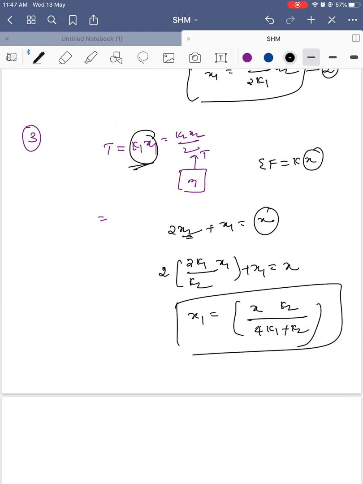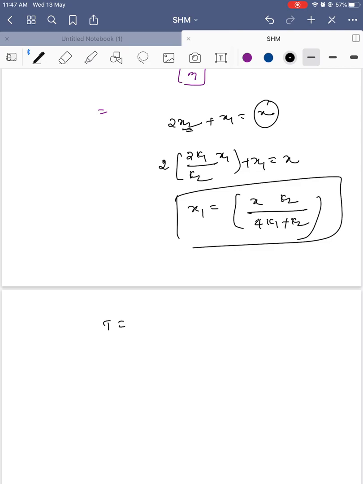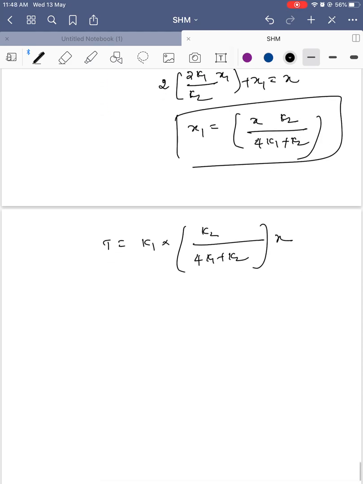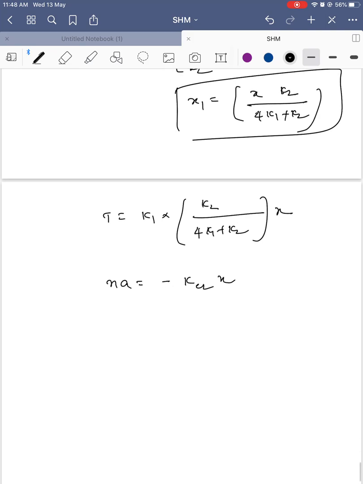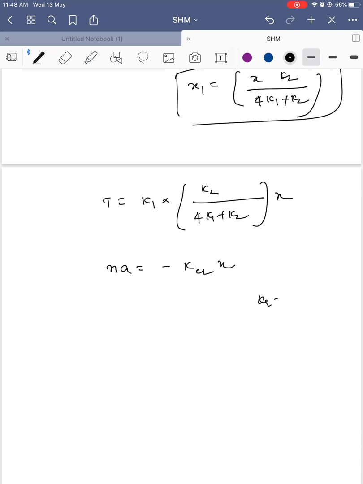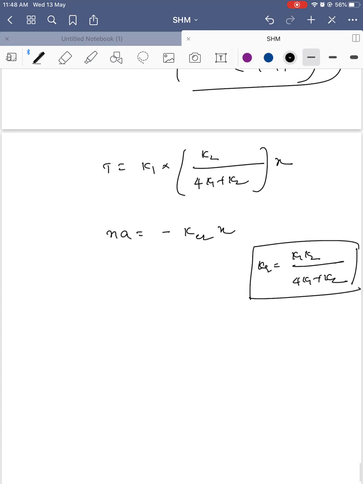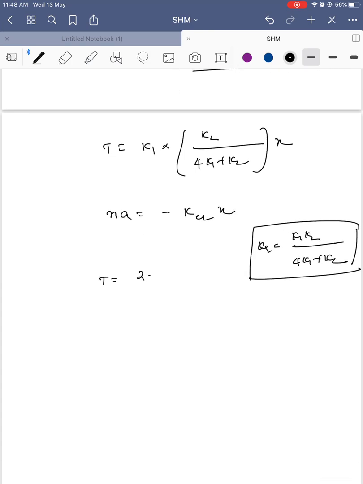So tension T is equal to k1 x1. I am writing T is equal to k1 into k2 by 4 k1 plus k2 into x. I can write F is equal to ma, a is equal to minus k equivalent into x. What is the k equivalent value? k1 k2 by 4 k1 plus k2. So this is the equivalent k value, and to get the time period, 2 pi square root of m by k equivalent.